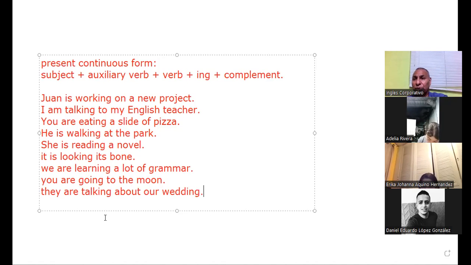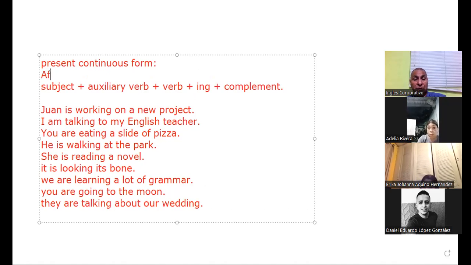So esa es la estructura. This is how you're going to be writing the ing or the present progressive or the present continuous form. Entonces, so the structure of the affirmative is subject plus auxiliary plus verb plus ing plus complement. So remember that. That is the affirmative form. Vamos a poner aquí affirmative.